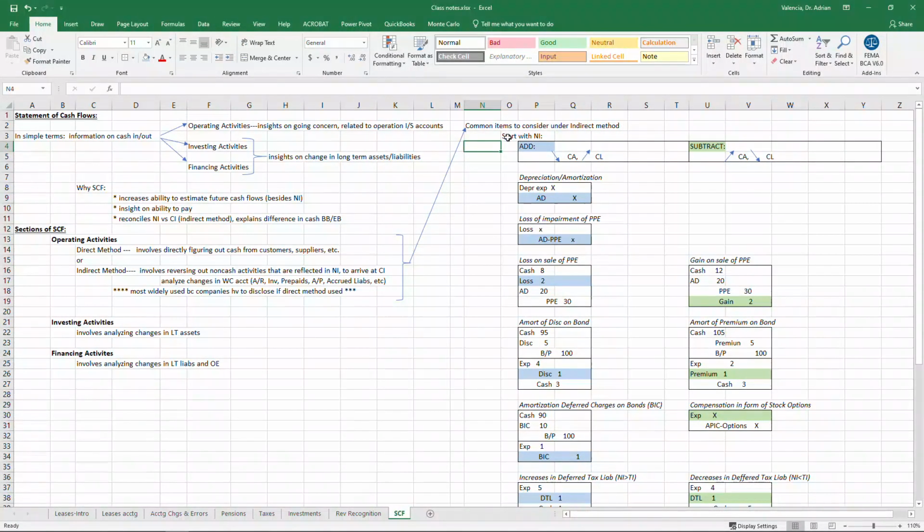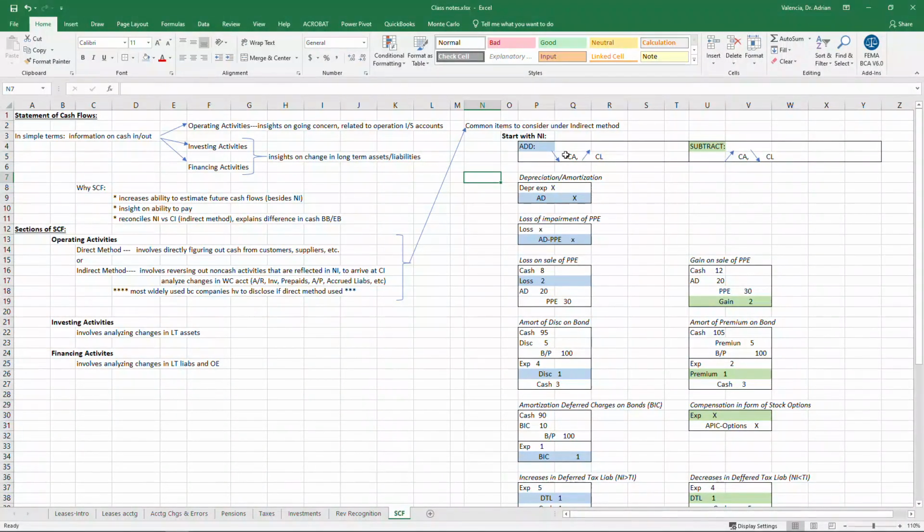So here's the main thing. We start with net income. Okay, I'm going to bold that. We start with net income. Into net income, we add or subtract a whole bunch of things. And here's the main breakdown here. And I hope you don't try to just memorize this. I hope you can try to understand this.